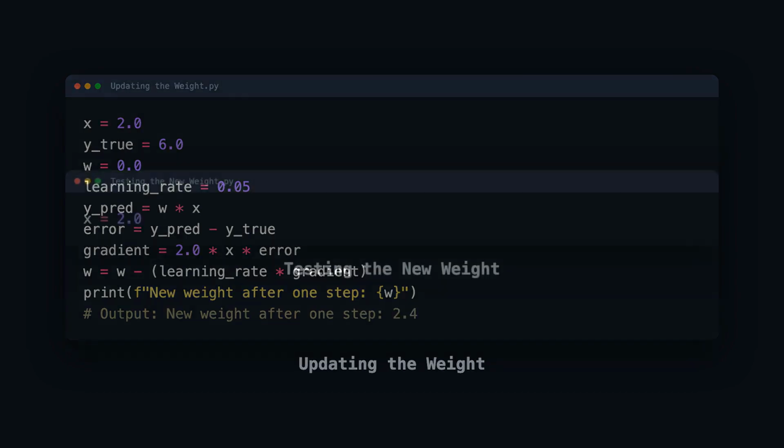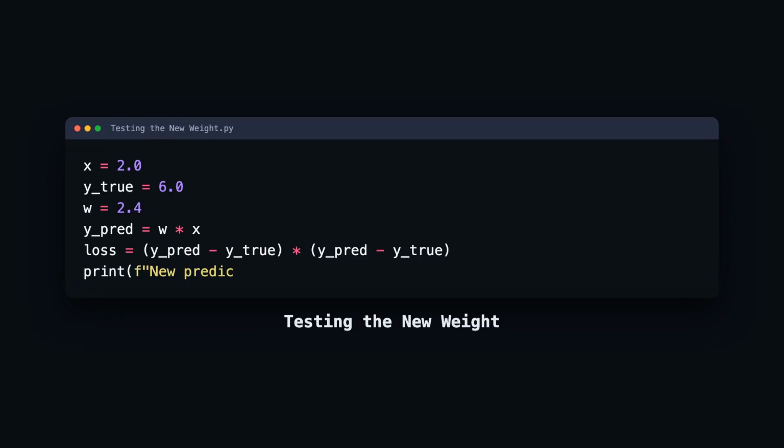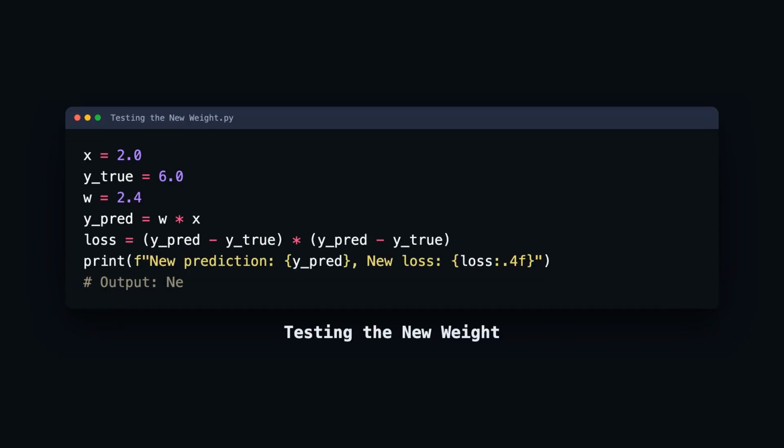Let us perform a second forward pass to verify if our single optimization step actually helped the model improve. We calculate our new prediction using the updated weight value of 2.4, yielding a prediction of 4.8. When we compute our new squared loss, we see it has plummeted from 36 down to just 1.44. This dramatic drop proves that our gradient descent formula successfully guided the model closer to the truth. A common error is forgetting to recalculate the prediction after updating the weight, causing the loss to appear unchanged.